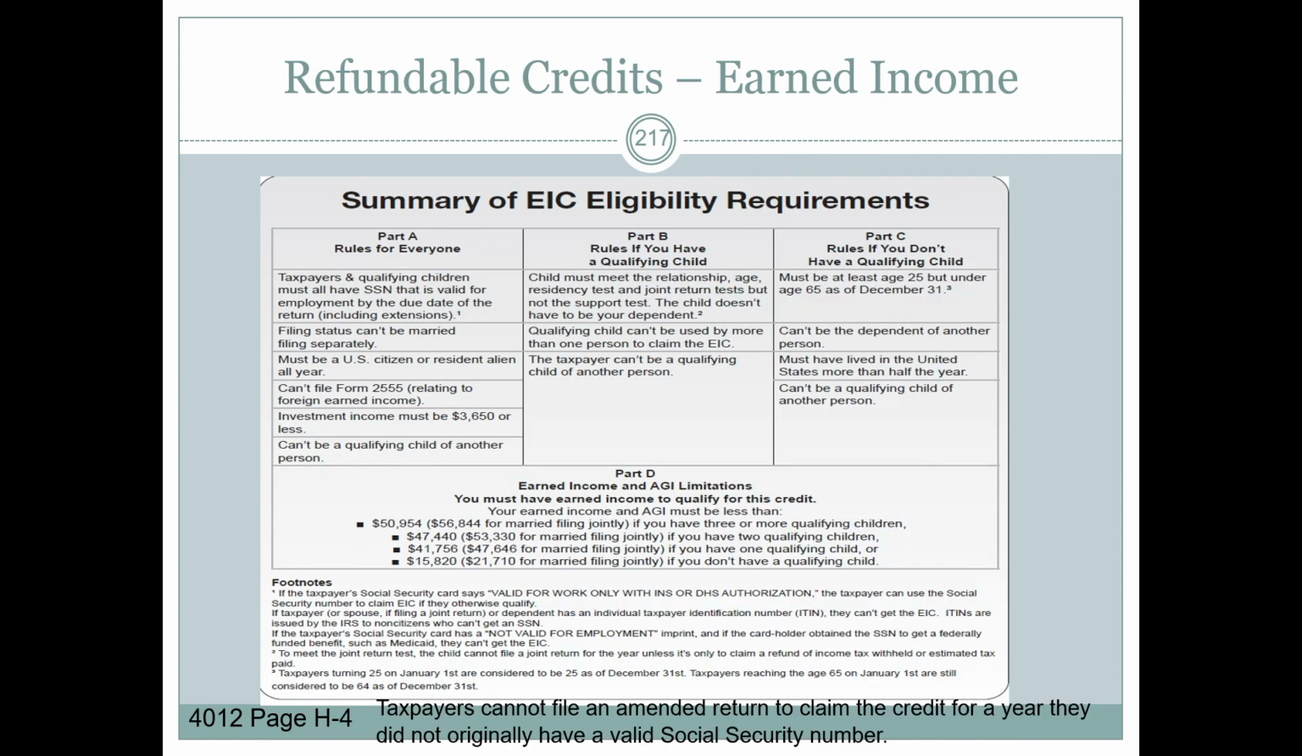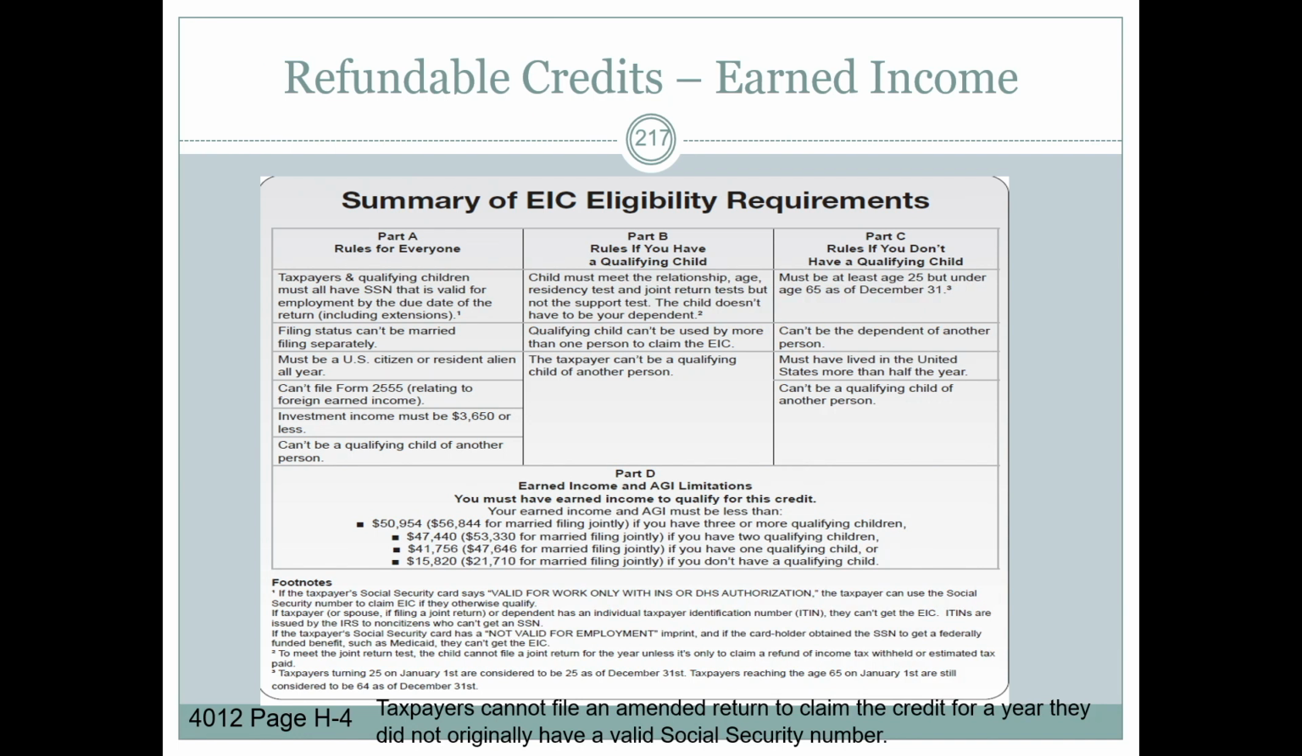Let's look at the eligibility requirements. This page outlines what the eligibility requirements are. It can be found on page H-4 of the 4012. There are rules for everyone. There are rules if you have a qualifying child, and there are rules if you don't have a qualifying child.